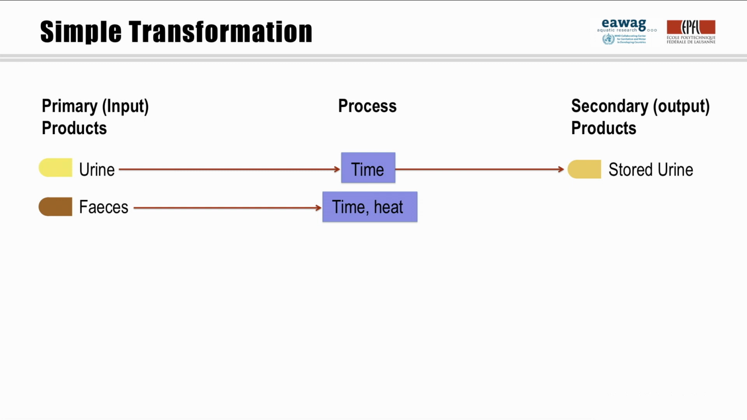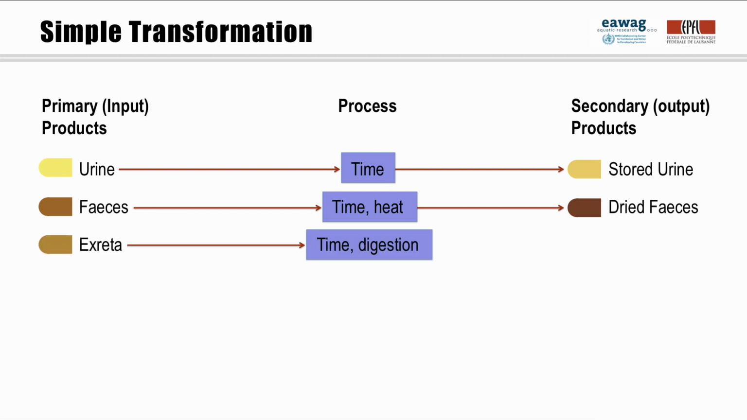All that's needed for this type of transformation is time. Similarly, feces can be dried simply in the presence of time and heat, and once fully desiccated, the feces will be, depending on the temperature and storage time, quite hygienic. These processes are, however, only applicable to the products if they are separate. If excreta is left in a pit, remember the mixture of urine and feces, and is allowed to degrade naturally and slowly over time, the resulting product will be an organic material, not unlike compost or humus.